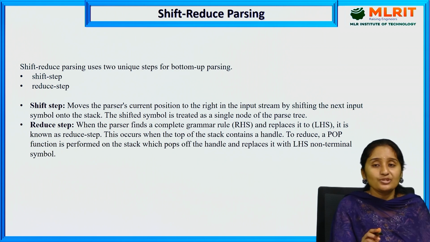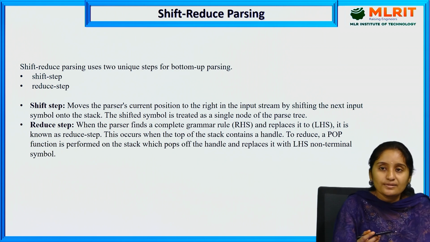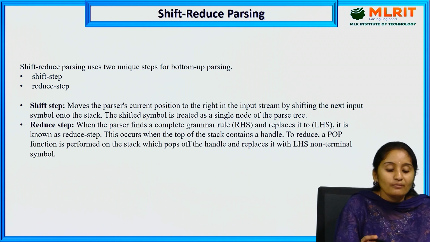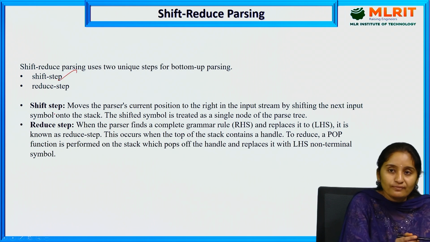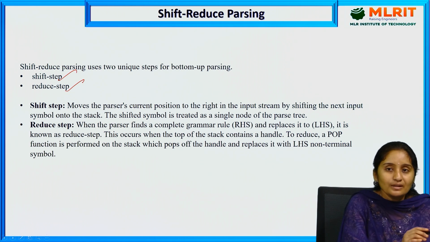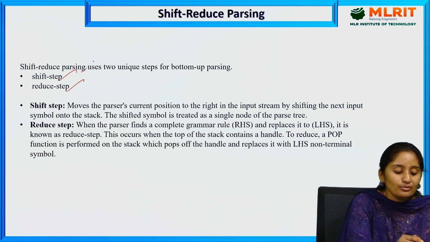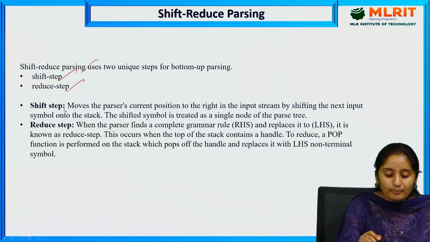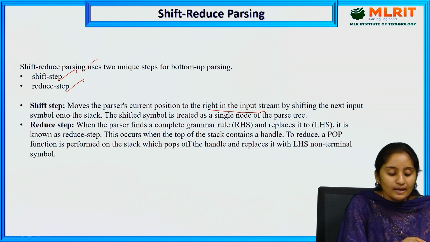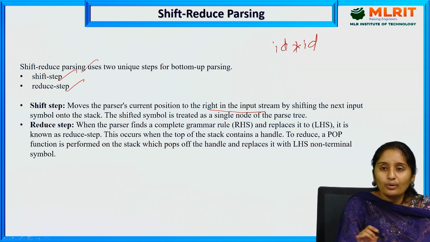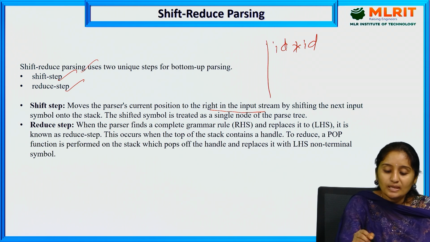Next, what is shift reduce parsing? To construct a parse tree using shift reduce, we have 2 unique steps we need to follow. The first one is shift and the next one is reduce. These are the 2 things we need to follow when we apply the shift reduce parser. Shift moves the current position to the right in the input stream by shifting the next input symbol onto the stack. For example, I have a string ID star ID. This is my input string and I am going to have one stack.